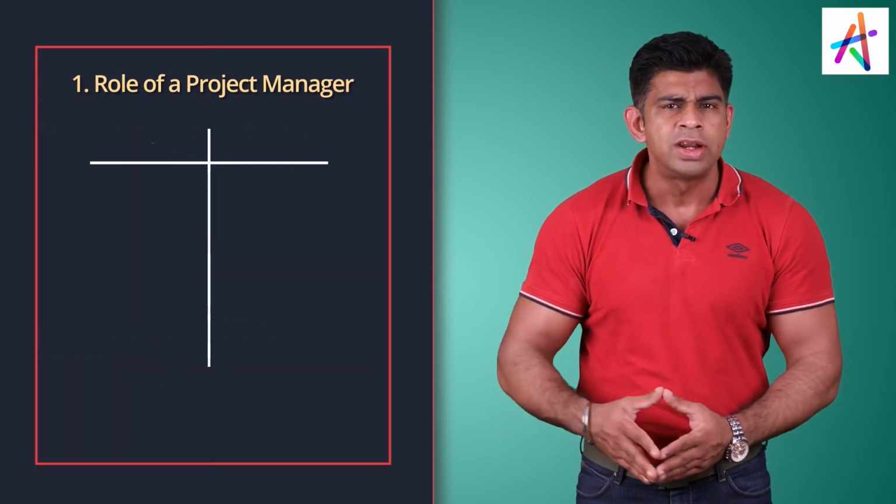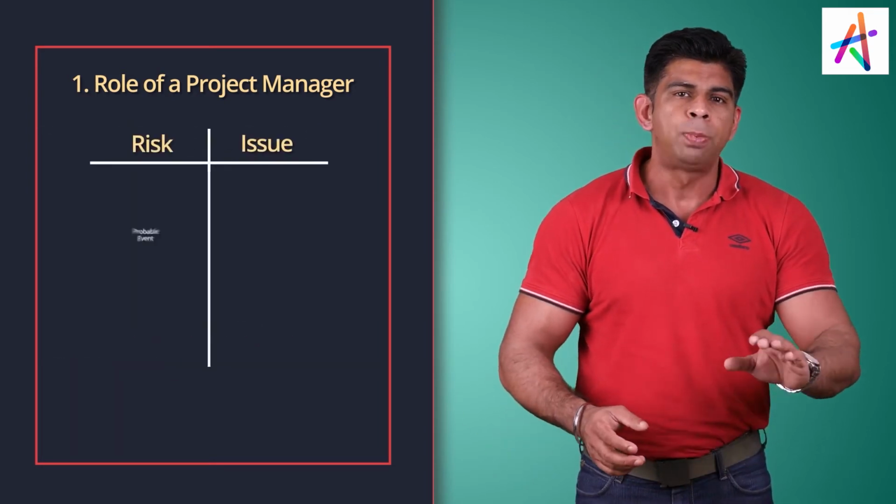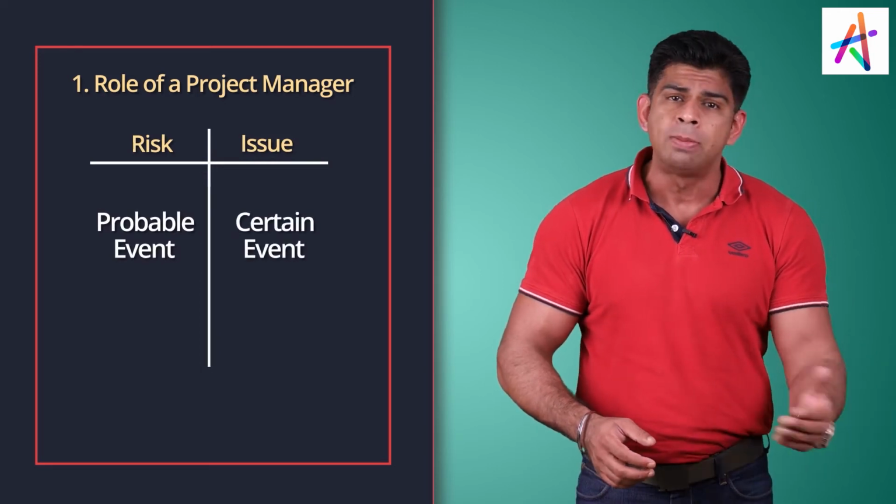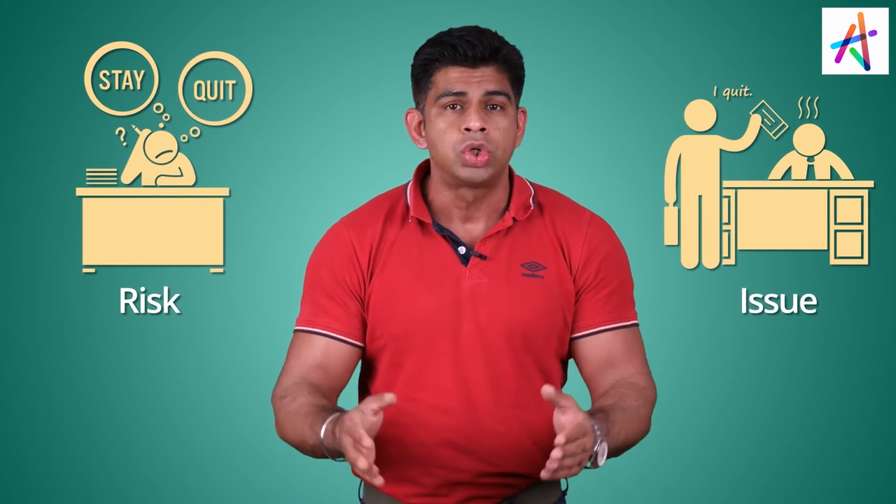What is the difference between a risk and an issue? Risk is a probable event. It might happen, might not happen. For example, your team member might leave the organization, and that's a risk. He has already put down his paper and he's leaving the organization. That's an issue that you have to deal with now.